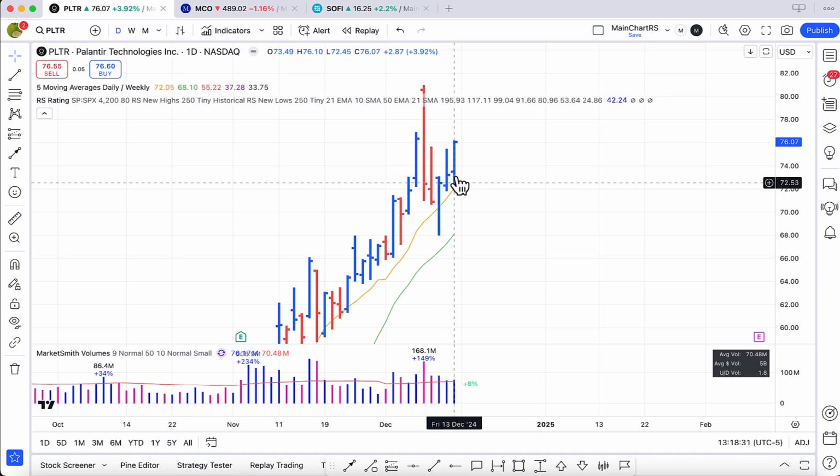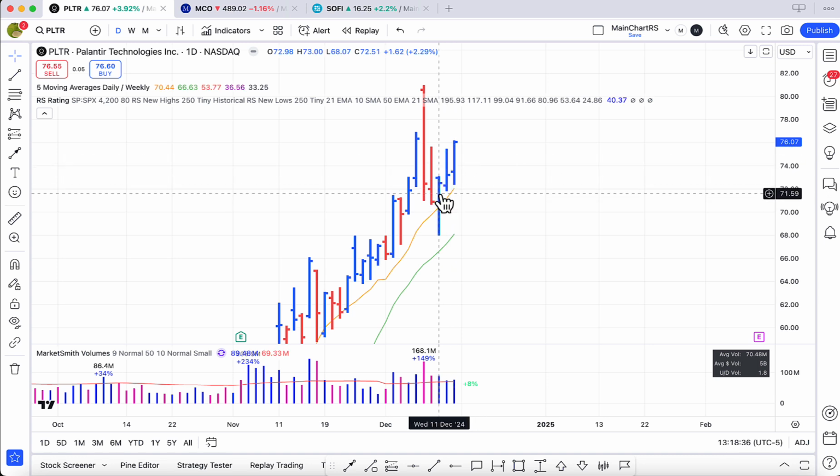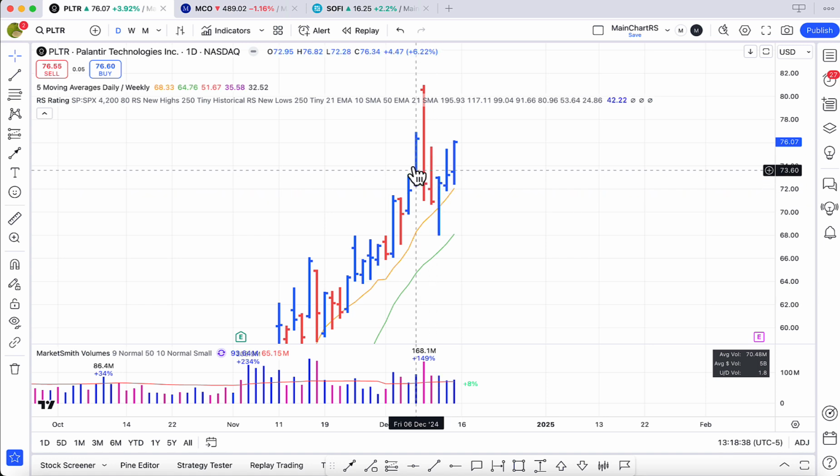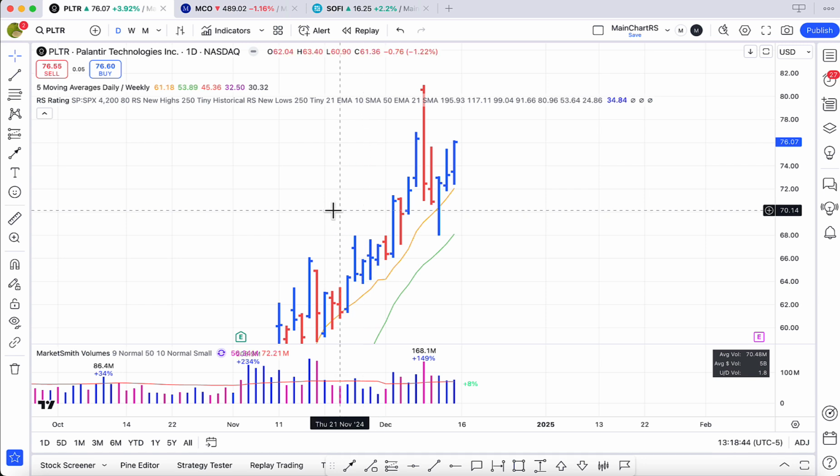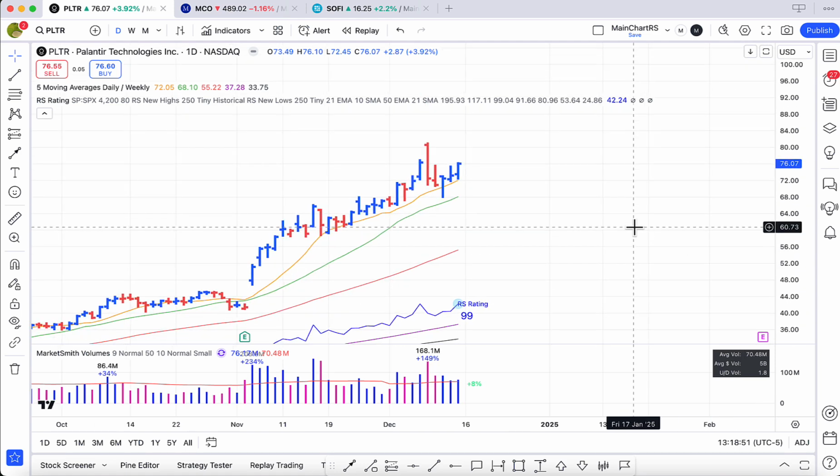Here is a good close, top of the range. Good close, very close to the top of the range. Good close, very close to the top of the range. Again. So that's telling you something, right? That's telling you that institutions are buying this. That's telling you that buyers are buying more than sellers are selling.